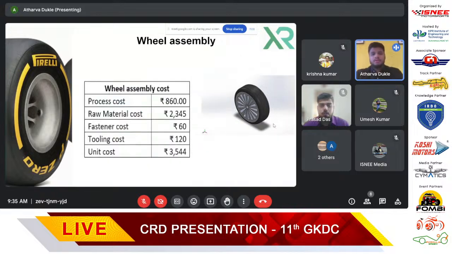The cost breakdown has been given here, as you can see. We have included all the cost parameters that we had stated before: the process cost, raw material, fastener, and tooling cost. The unit cost for the wheel assembly comes to 3544 rupees.